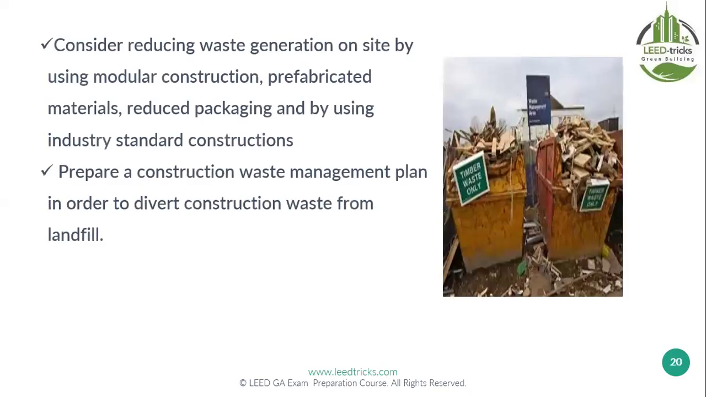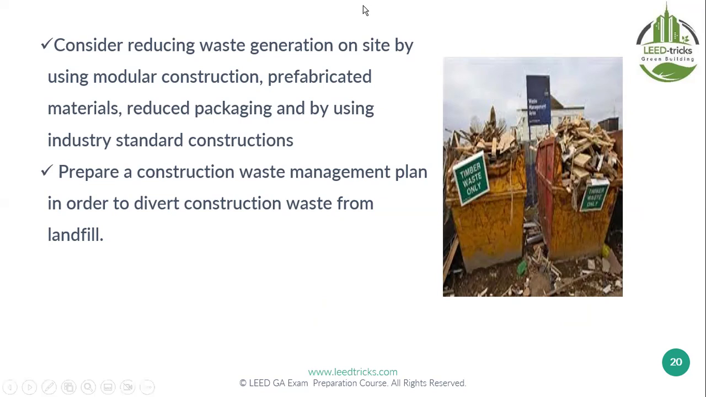What are the strategies? As you know, in construction waste, wood is most often the number one. So waste streams are different. It shouldn't always be glass, plastic, paper, metal, cardboard. No, it depends on your business. So consider reducing waste by using modular construction.